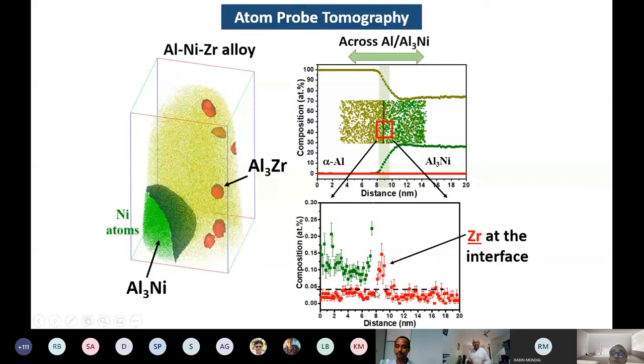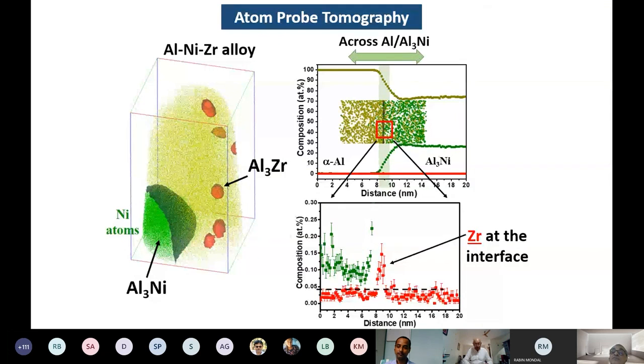And Professor Surena Makineni has detected this. You see a segregation of zirconium at the L1₂ Al₃Ni aluminum interface. And if you have a zirconium segregation at the interface, zirconium doesn't diffuse in aluminium easily. Zirconium is a big atom, and therefore this interface is stable. It cannot coarsen. Coarsening requires diffusion, and that is inhibited.